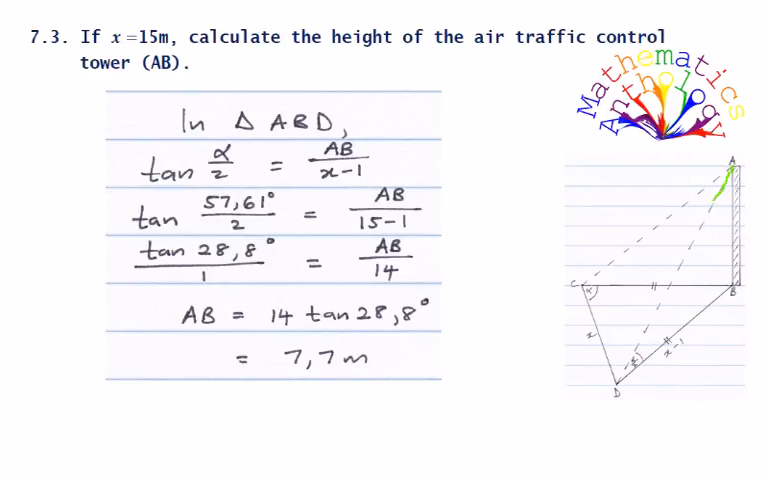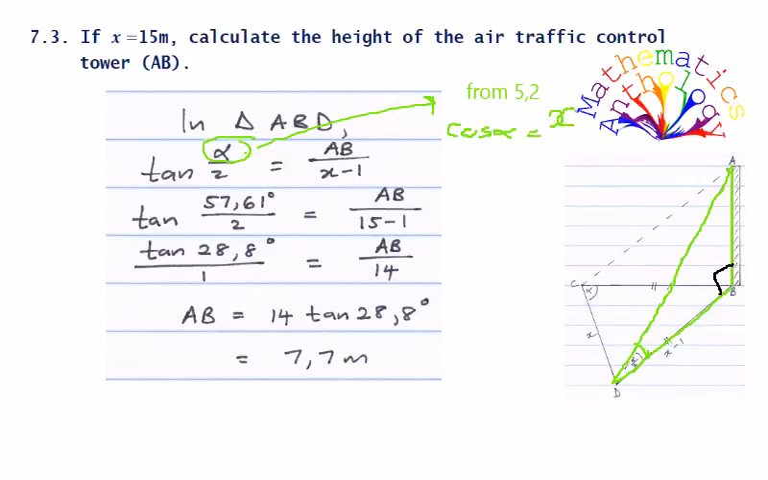7.3. If x is equal to 15 meters, calculate the height of the air traffic control tower AB. Okay, so we will look at triangle ABD now. So in triangle ABD, our angle there is alpha over 2, there at angle D. It's important to realize that triangle ABD is a right angle triangle, as given in the question. So because it's a right angle triangle, we can use SOHCAHTOA here.